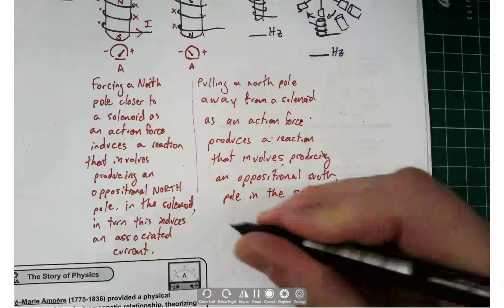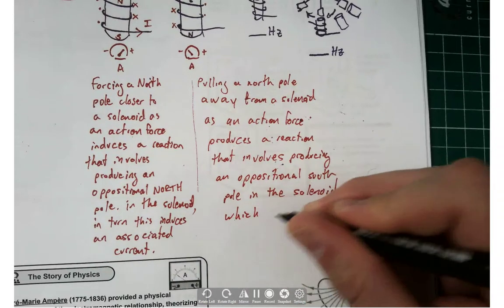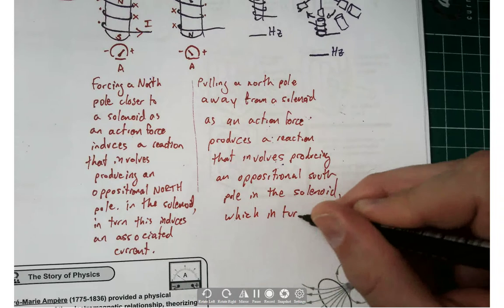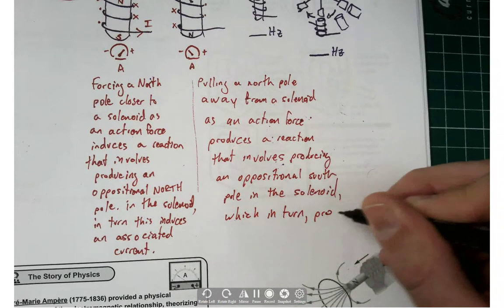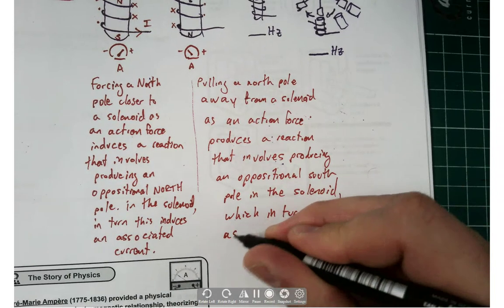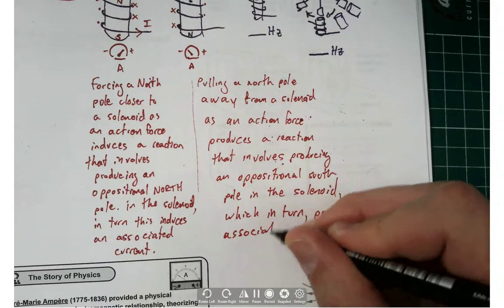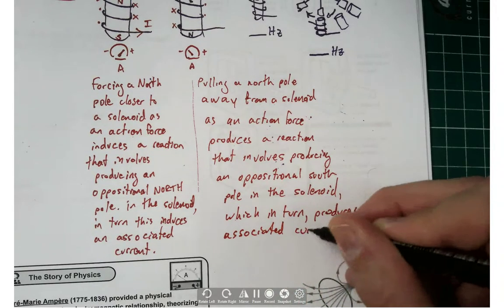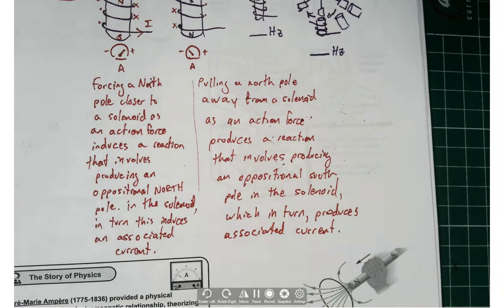And we can say which in turn produces associated current. All right, so same idea, but going the other way. That's all.